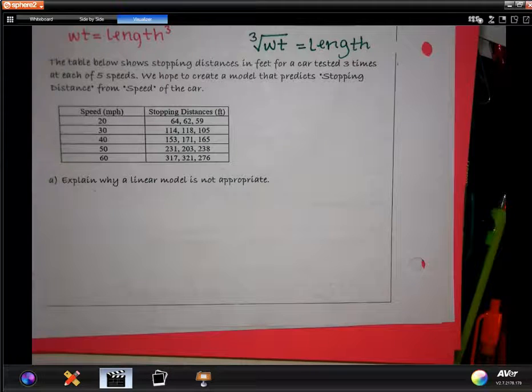Let's square root the speed. Okay. So now you're going to add that column after speed, because you can set it to be a polynomial or exponential.